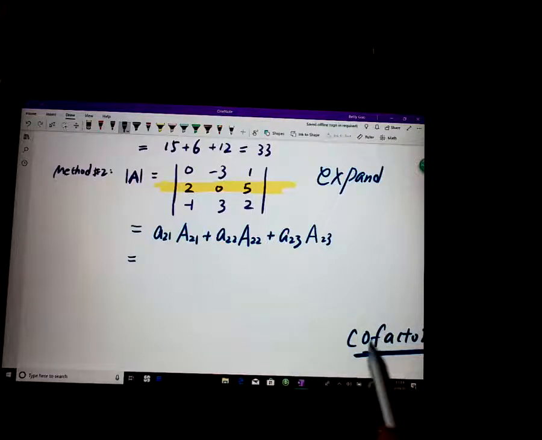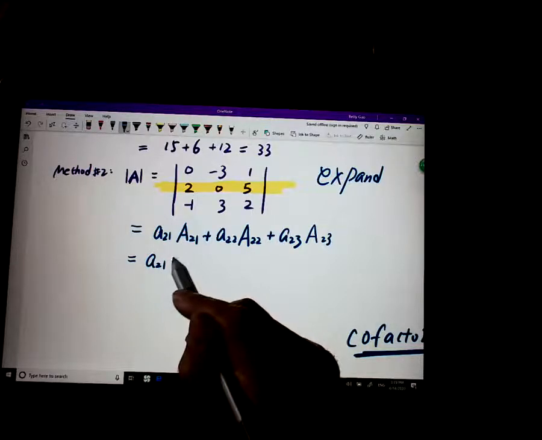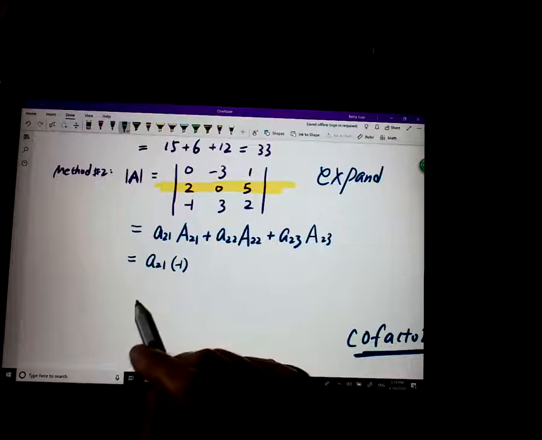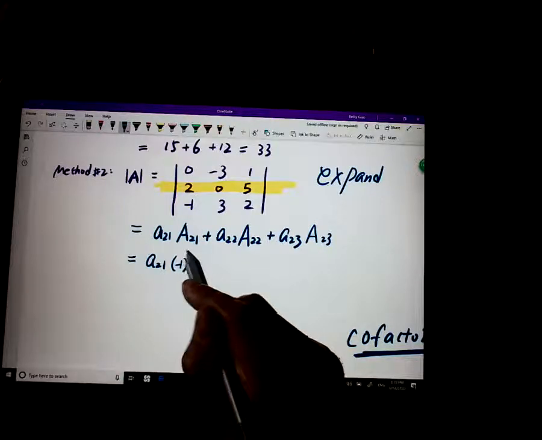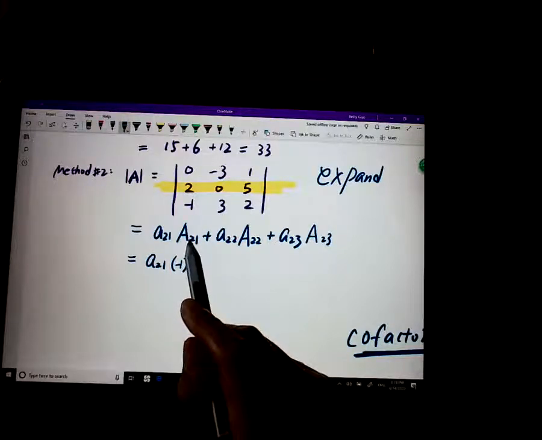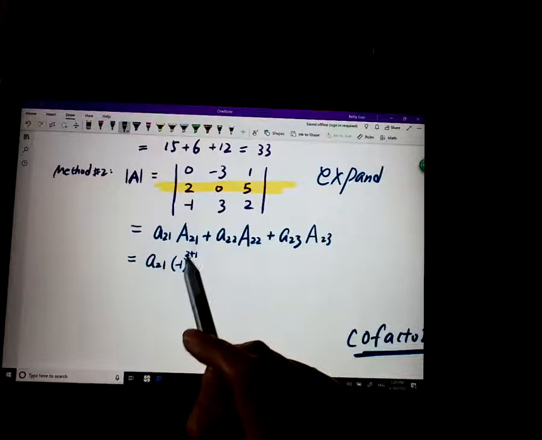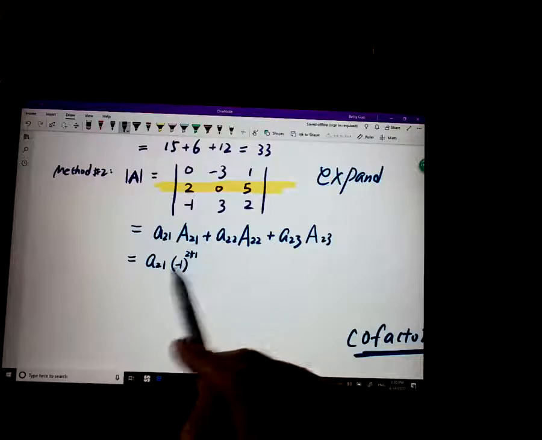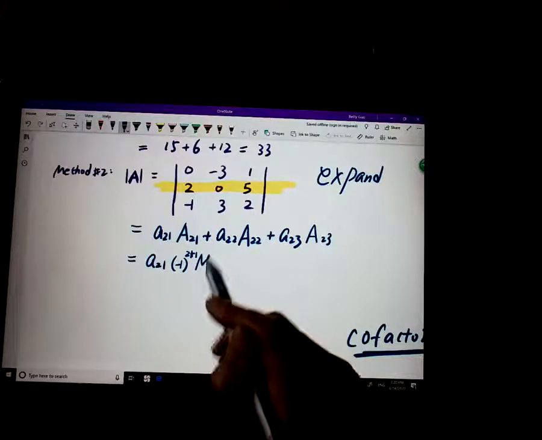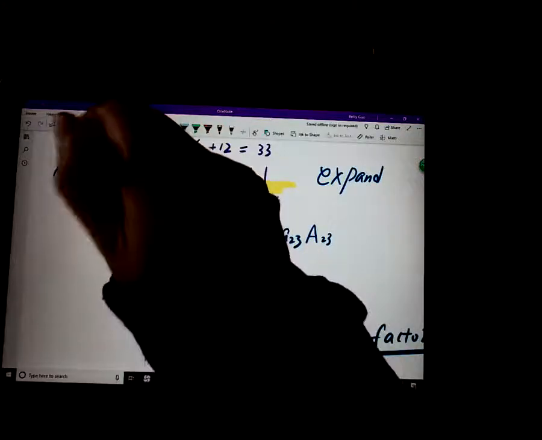Okay, so what is a cofactor? Cofactor is a sign, -1 to the power of 2 plus 1. What is 2? 2 is the row number of the entry. 1 is the column number of the entry, right? So I added the two subscripts together as the exponent of -1, and multiply by big M 21. What is big M 21? Big M 21 is the minor.